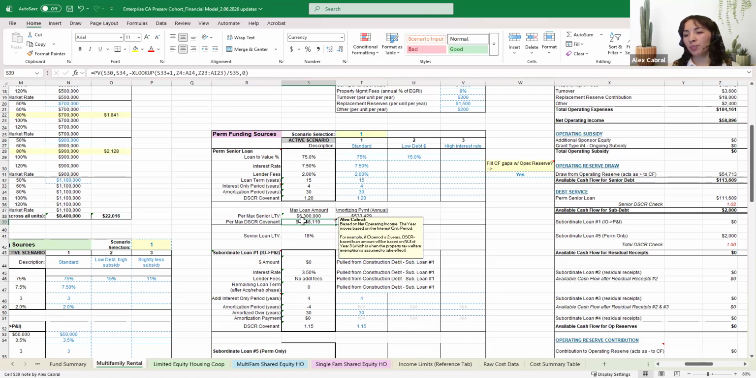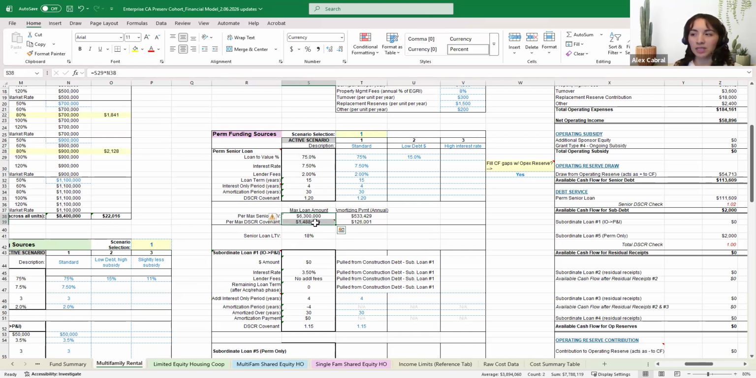We'll jump over to the operating pro forma in a second. But it will always assume the loan amount at the debt service. It will always assume the minimum between these two, which is often the debt service coverage ratio covenant minimum.